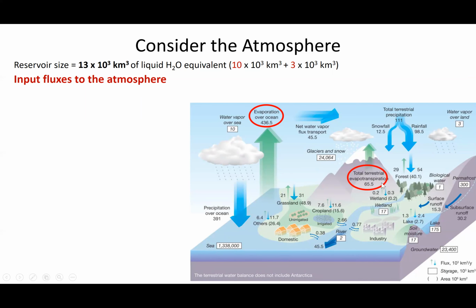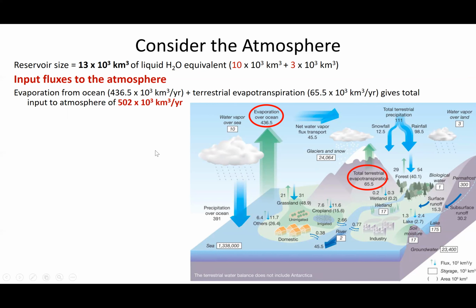We also have water evaporation over land, so that's here under total terrestrial evapotranspiration, and that number is 65,500 cubic kilometres of water annually into the atmosphere over the land. So when we total those two up, we have a total input to the atmosphere of 502,000 cubic kilometres of water a year. That's a lot of evaporation.